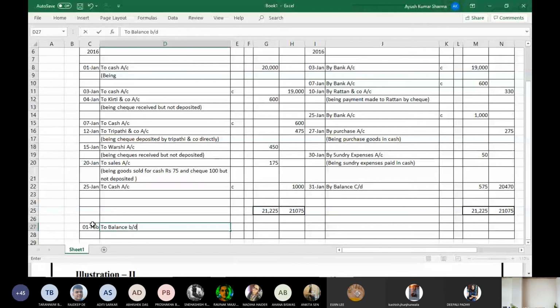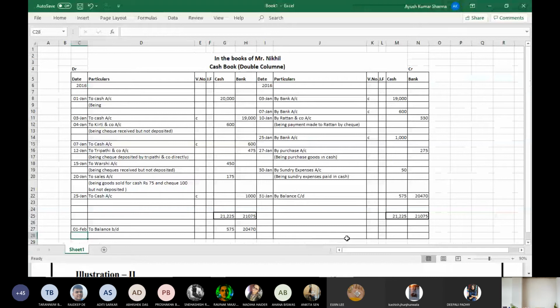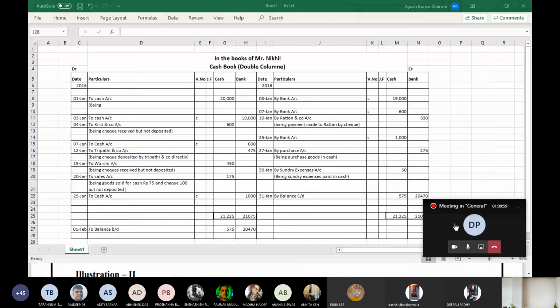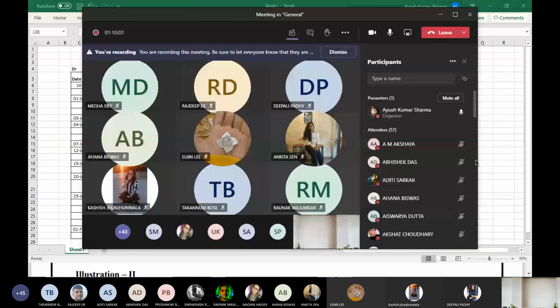Balance b/d, carried down. Is it clear how we have prepared this and what this cash book looks like? Is it clear, guys, how we have done this?